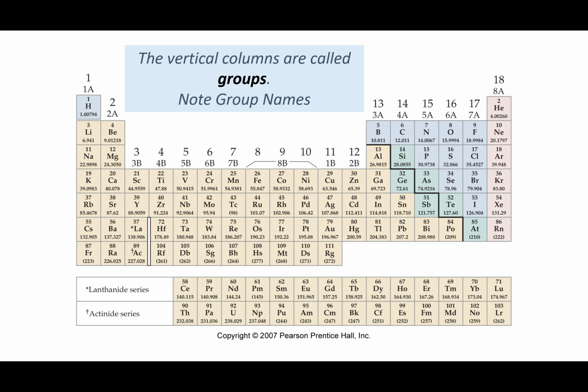Cool. So I think I already used the word groups. So up and down is called a group. So these guys are in the same group, these guys are in the same group. And I apologize in advance, but there's actually 2 ways to name a group. And they're actually both up here and they're both down there.